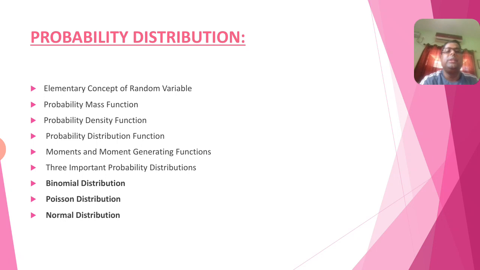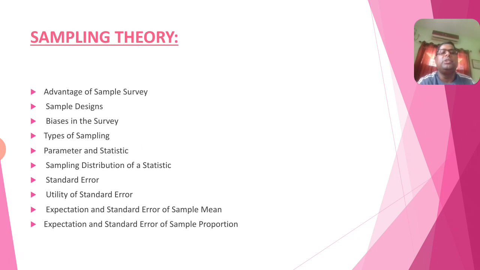And the next one is the probability distributions, and here you can learn different concepts of random variable, probability mass function, probability density function, and also the probability distribution functions, moments and moment generating function, and three important probability distribution. These three important probability distributions are binomial distribution, Poisson distributions, and normal distribution. This is also very important chapter for your examination also.